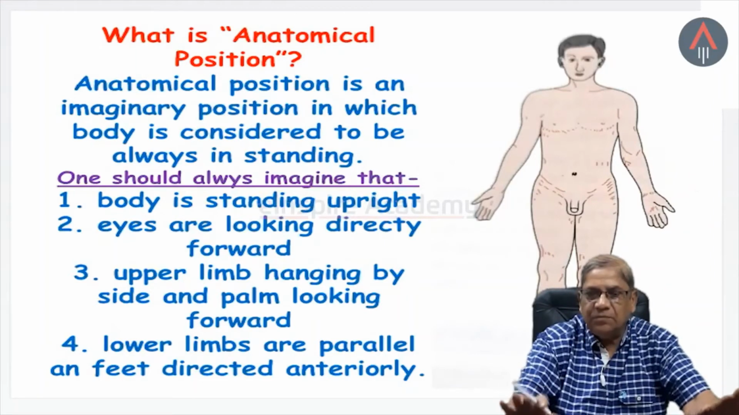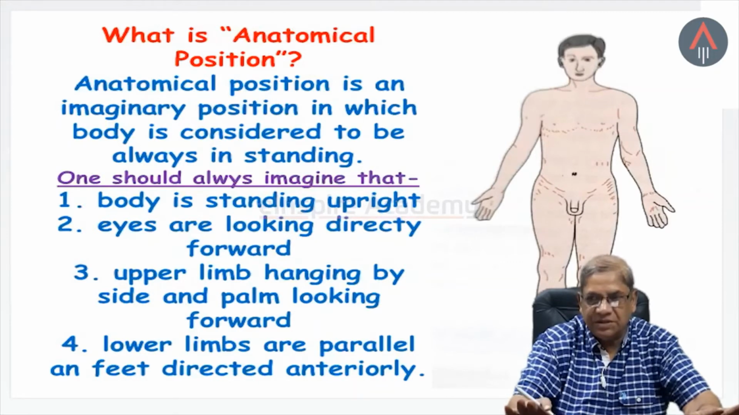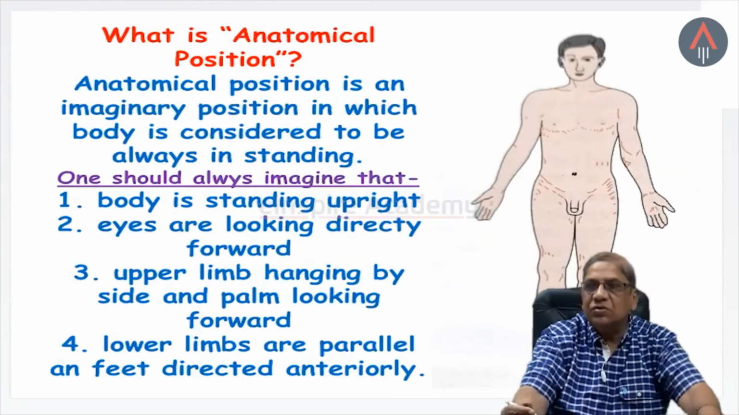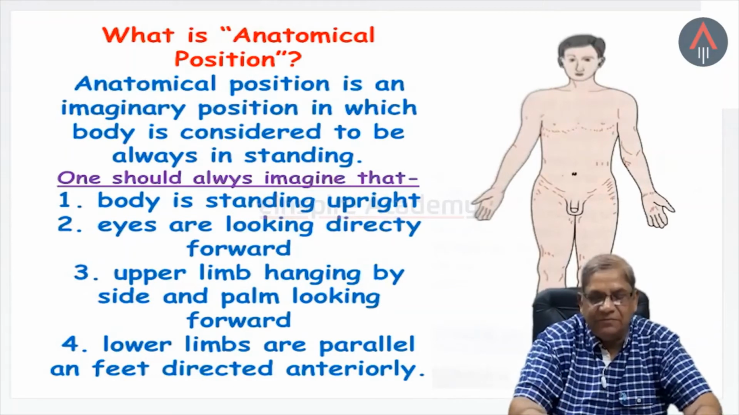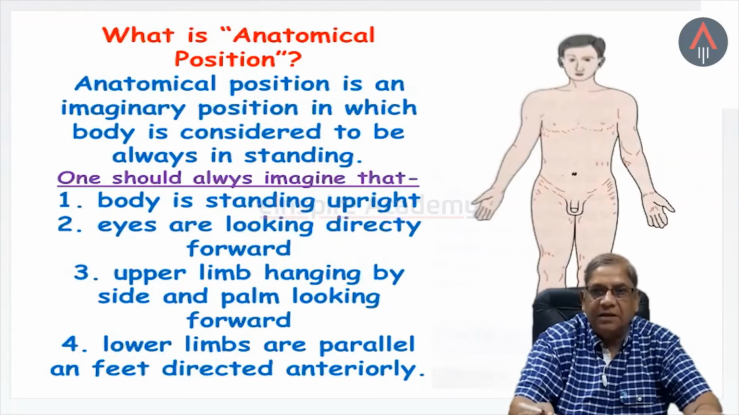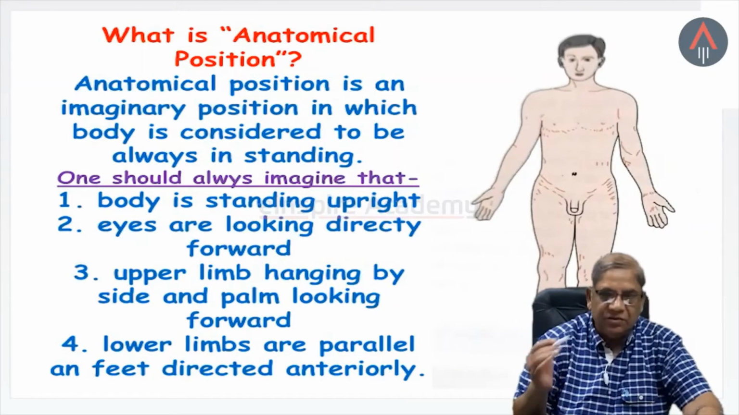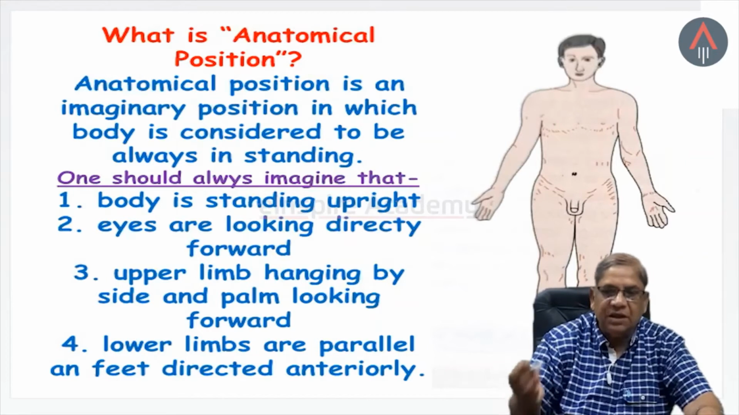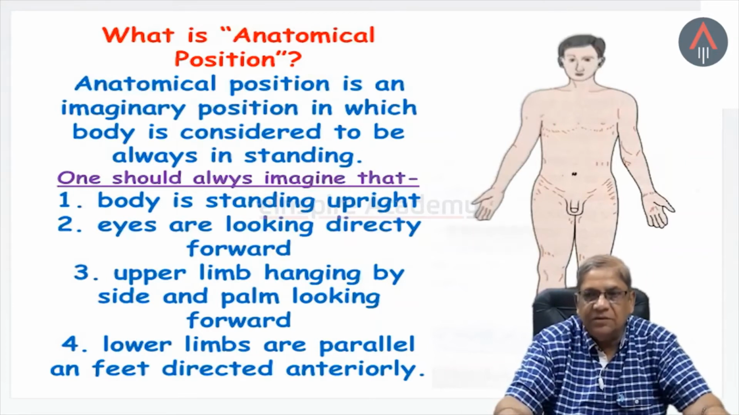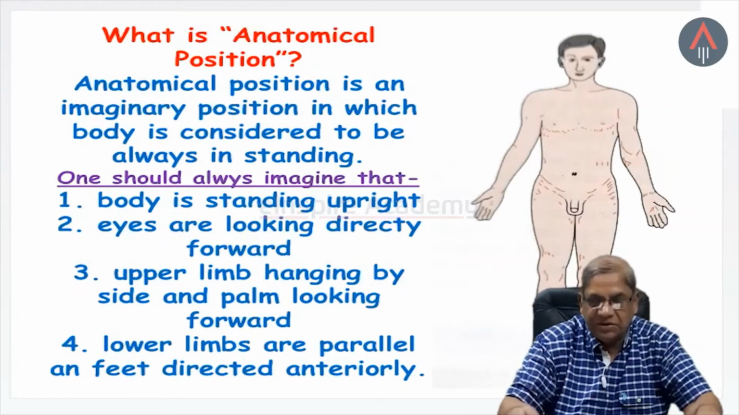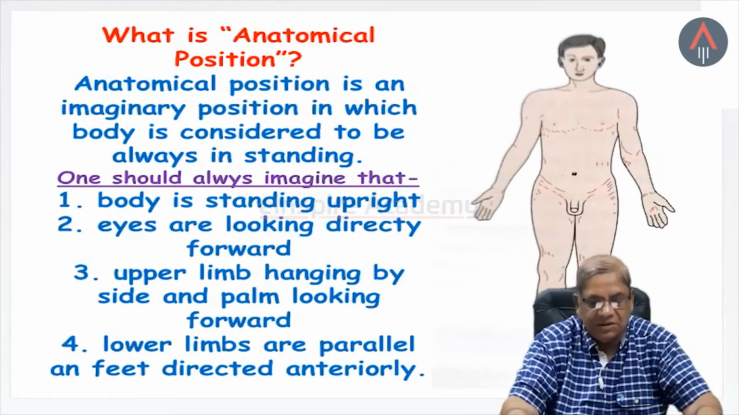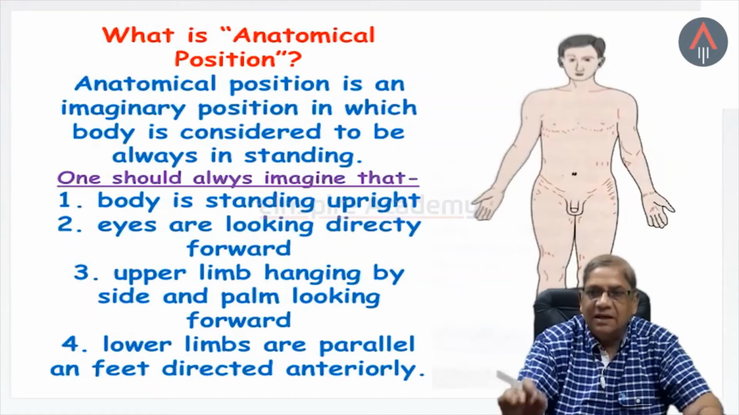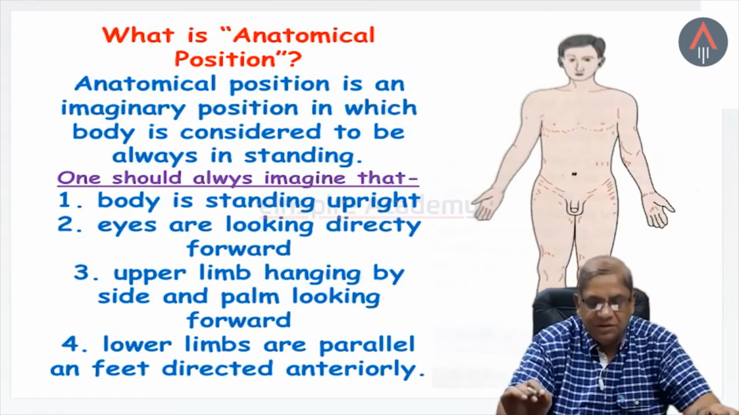Now, what are the components of anatomical position? You have to imagine a human being standing erect, and the following conditions should be fulfilled, then only he will be said to be standing in anatomical position. So imagine that your patient or your cadaver, though he is lying on the dissection table, or your patient is on the examination table, lying or sitting, you have to imagine always as if he is standing.